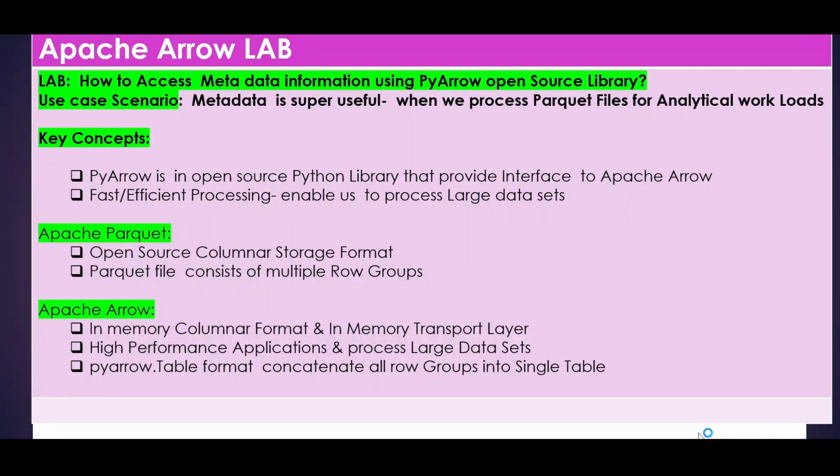Pyarrow is an open source Python library that provides an interface to Apache Arrow. It's fast and very efficient, so it enables us to process large data sets. Coming to Parquet, it's an open source columnar storage format and it consists of multiple row groups. Apache Arrow is an in-memory columnar format and in-memory transport layer. It's used for high performance applications and to process large data sets.